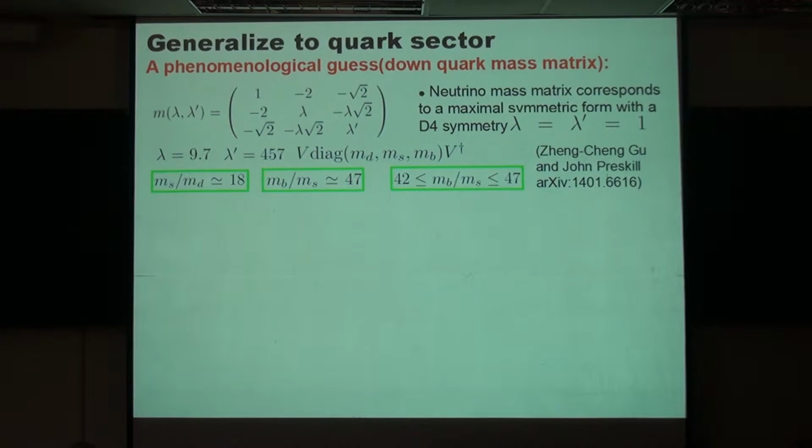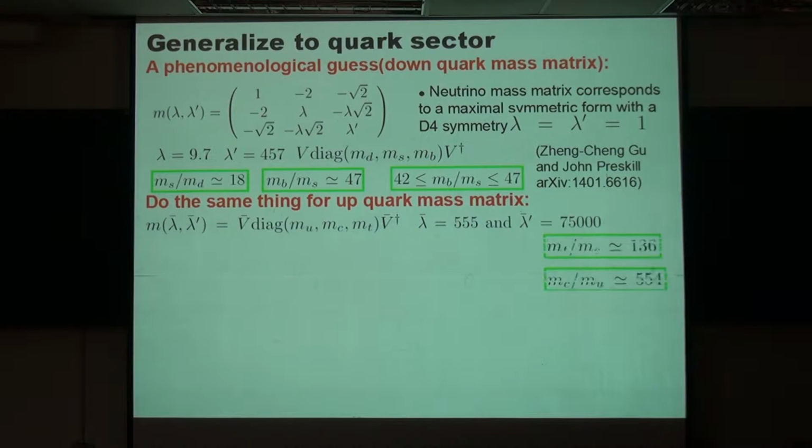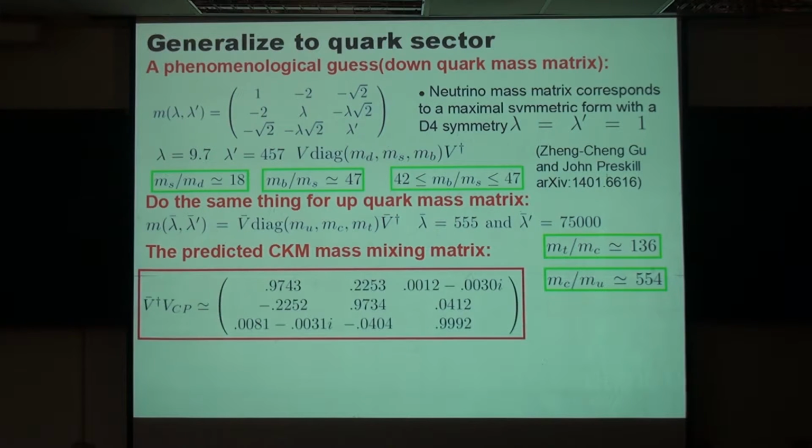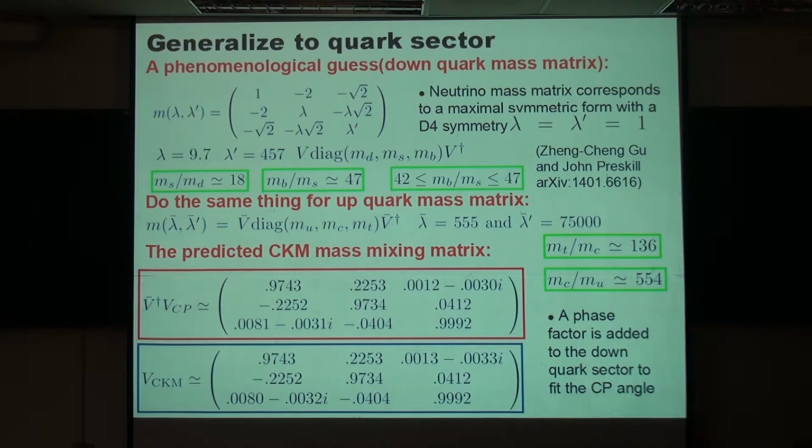This is the measurement, 18 and 47. The 47 has some ambiguity because it has a range. We put the upper bound here. And for the down quark, we also choose this ratio. But the relevant part is the up quark, not the down quark. And in such a setup, we see that magically this CKM matrix fits the experimental CKM matrix measurement up to four digits. So it's kind of magical, showing there's an intrinsic correlation between mixing angles and mass ratios. But of course, to fit the CP violation angle, we need an additional fine-tuned phase factor in the mass matrix to fit the complex phase in the CKM matrix.